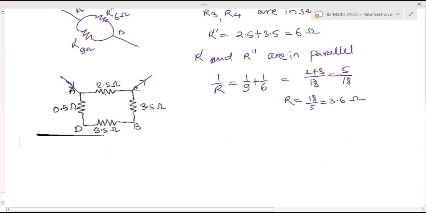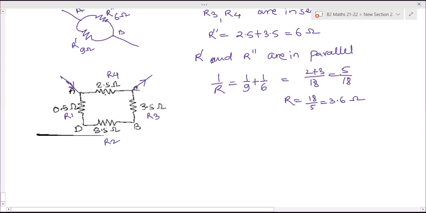Then in this case, what will be the conditions across AC? Ma'am, could you repeat? Across AC, what are the resistors, which are in series and which are in parallel? Ma'am, 0.5 ohm, 8.5 ohm, and 3.5 ohm are in series, and they are parallel to 2.5 ohm.